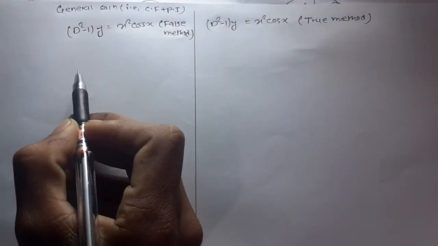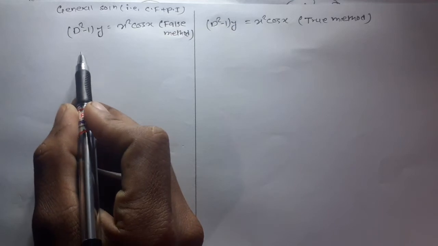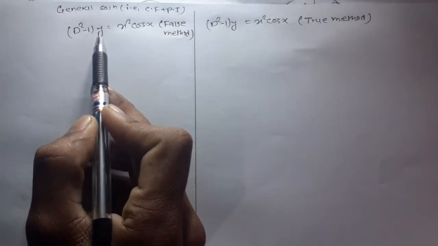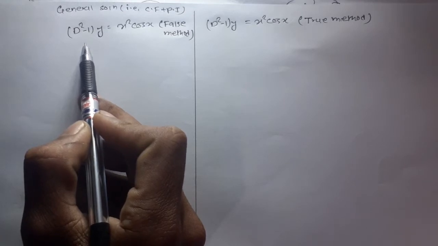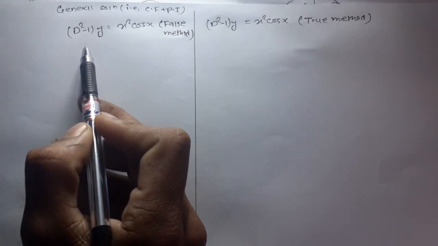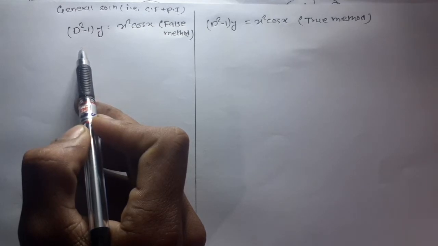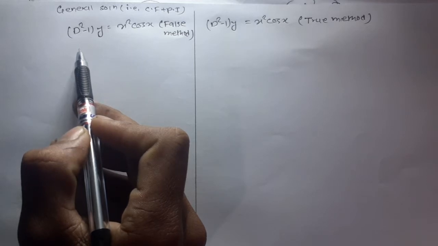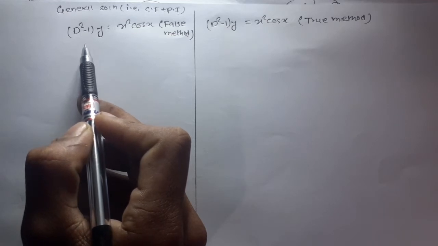Here I am coming with the confusing math problem. We have to find the general solution of this question. The question is (D² − 1)y = x² cos x. I'm going to show both methods: the one which you do and the one which you have to do. So I simply say, the true method and the false method.